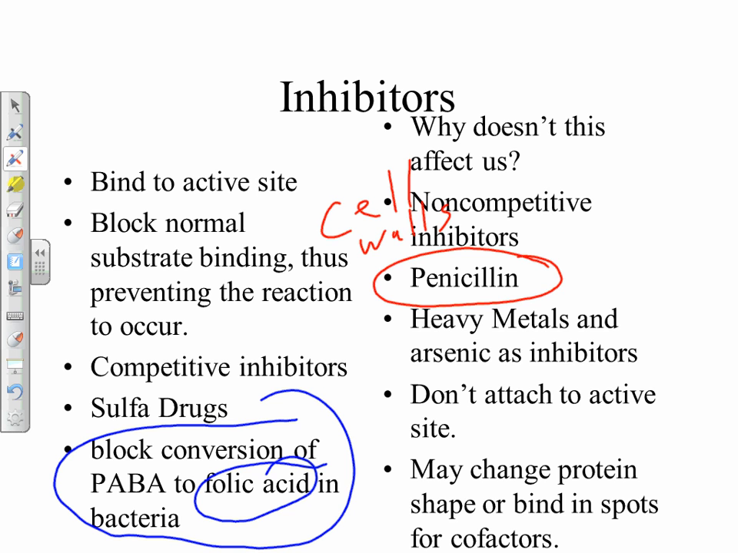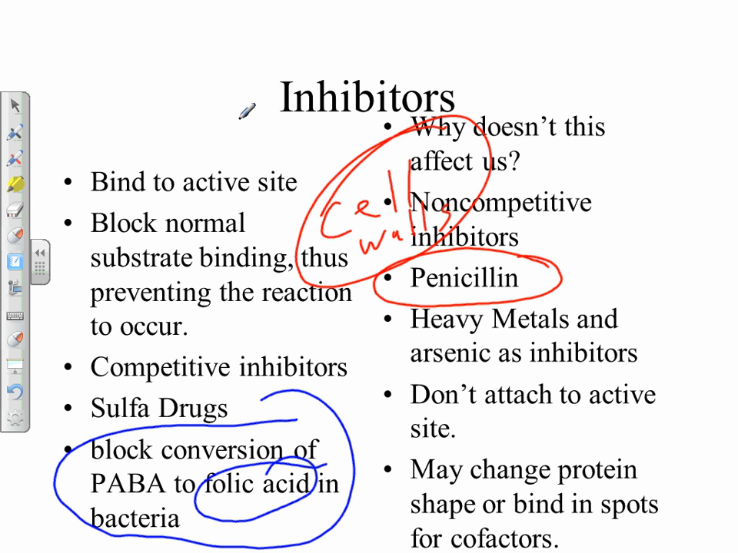Why doesn't this bother us? Why does taking penicillin not make you sick? You don't have cell walls. Therefore, you don't have enzymes to make them, right? So we're inhibiting enzymes that bacteria have that we don't. And therefore, we, in essence, kill them off. Most antibiotics affect the bacteria's ability to make cell walls by inhibiting the enzymes that make the walls.